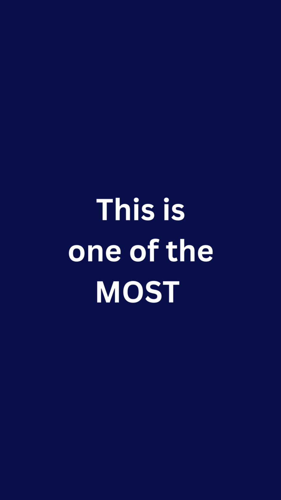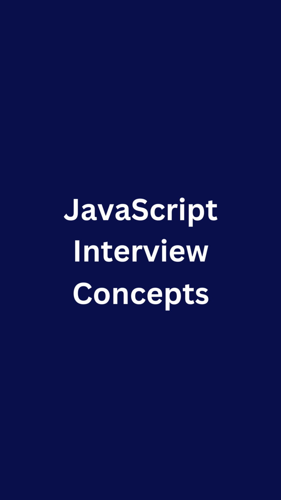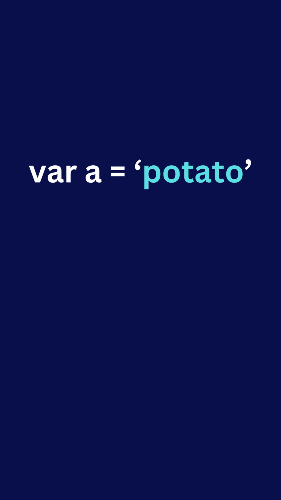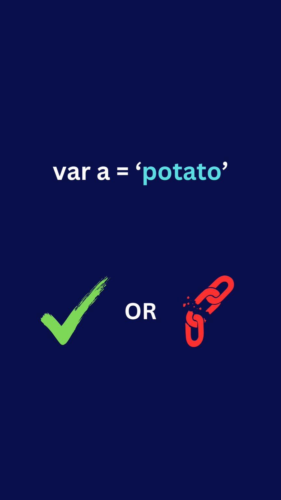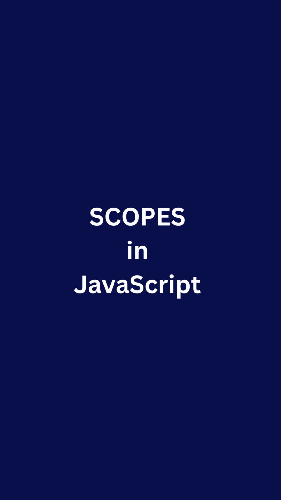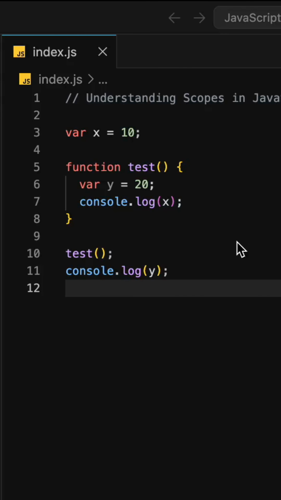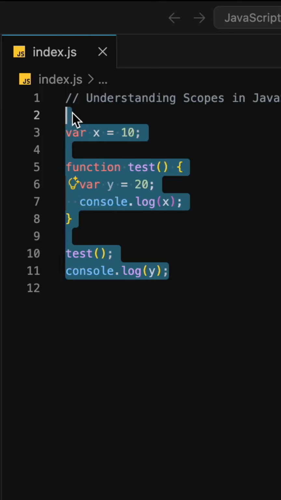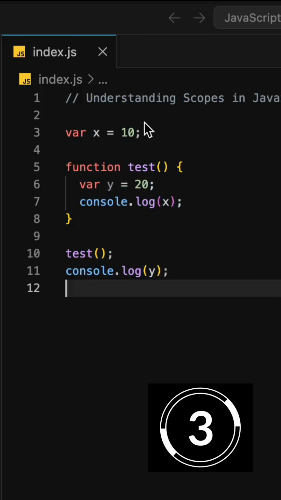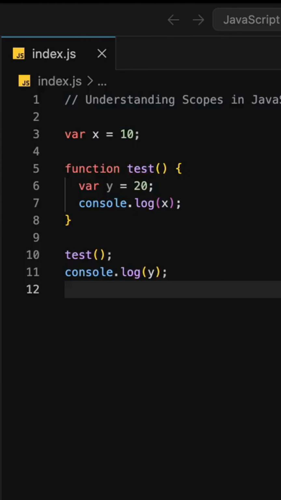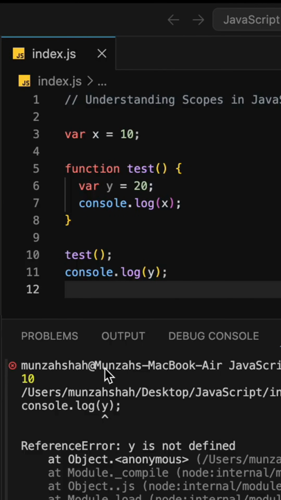This is one of the most common beginner JavaScript interview concepts, and it decides whether your variable works or breaks your code. It's called scopes in JavaScript. Consider this code example. What do you think happens here? So, the answer is X works but Y throws an error. And that's because of the magic of scopes in JavaScript.